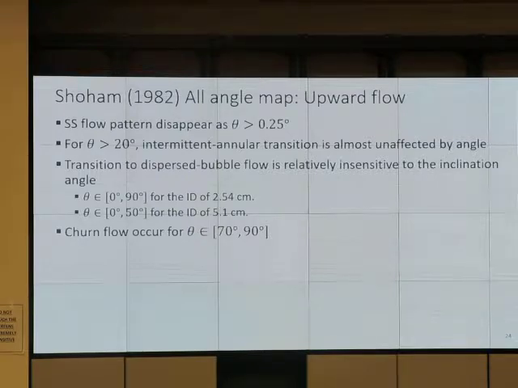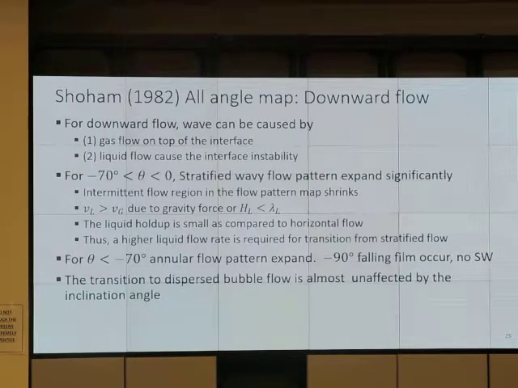For an inclination angle of more than 20 degrees, the intermittent annular transition is almost unaffected by angle. Transition to dispersed bubble flow is relatively insensitive to any angle. Transition F and transition G stay almost the same every time. If you notice, slug flow starts at 70 degrees. This is not for high viscosity oil, mostly validated with Shoham's case. Double flow waves can be caused by gas on top of the interface.